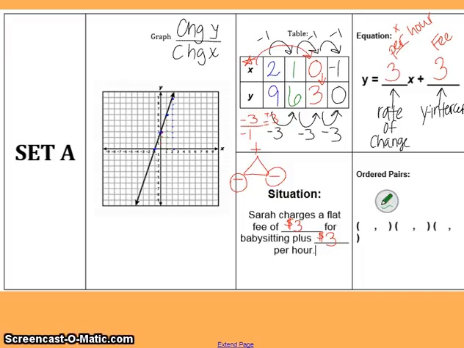So my first ordered pair is 2 and 9. So (2, 9). Then I look over here to my next one, and I have 1 and 6. And then it's only looking for 3 ordered pairs, so my next one would be 0 and 3. So go ahead and pause your video so that you can do the first problem on your practice problems.